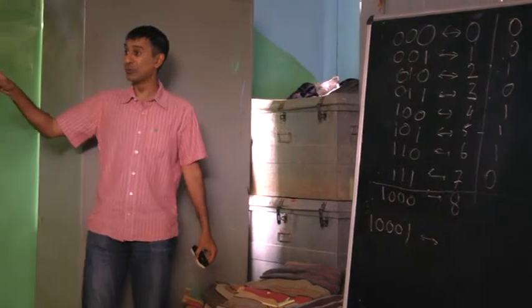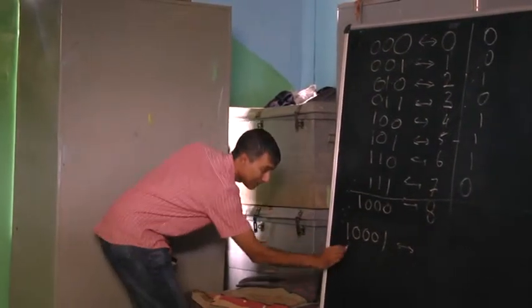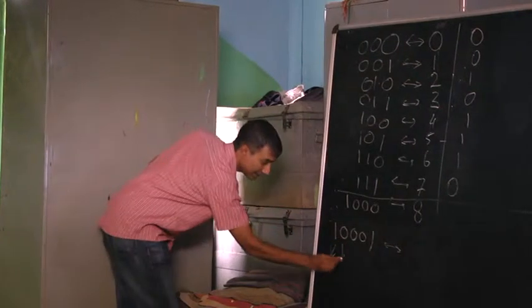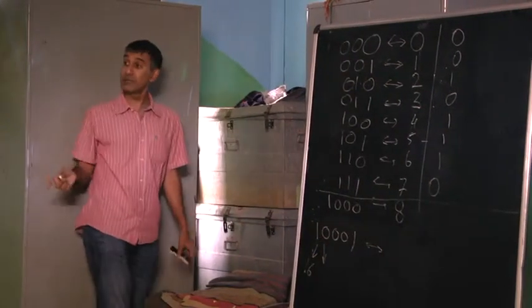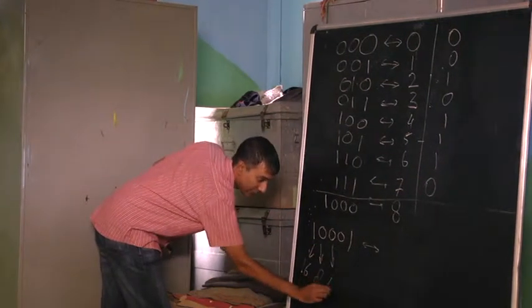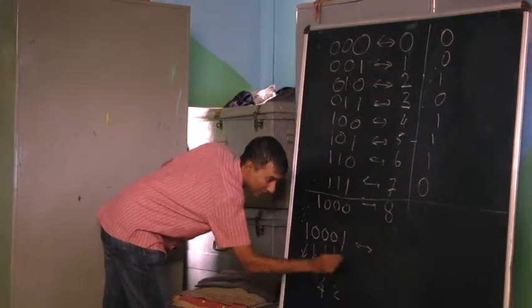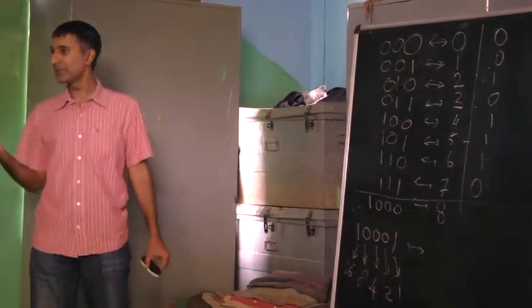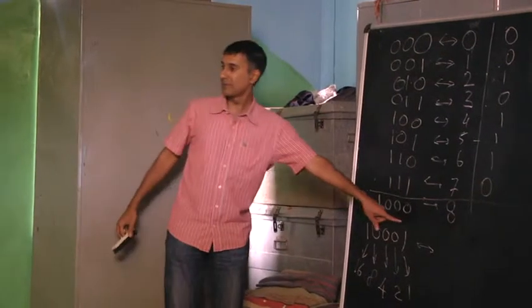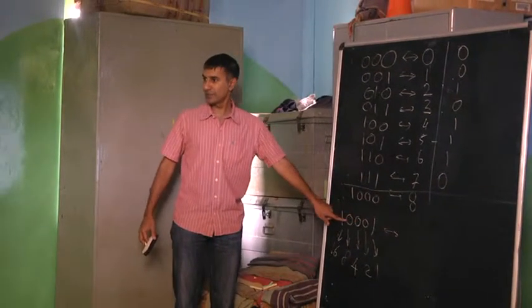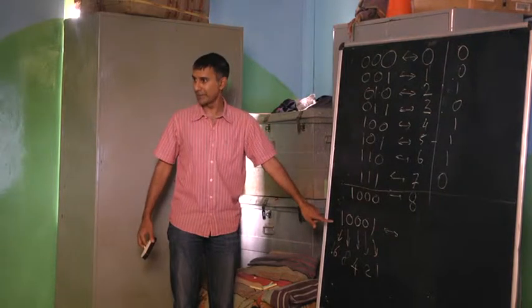5 times 2, 16. So this number means 16. Okay? This number means 0 times 8. This number means 0 times 4, 2, 1. Okay? So just like when you write down numbers, this is the 1's place, this is the 10's place, this is the 100's place, that's the 1000's place, that's the 10,000's place, right?